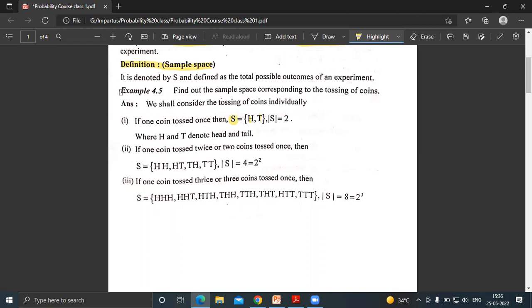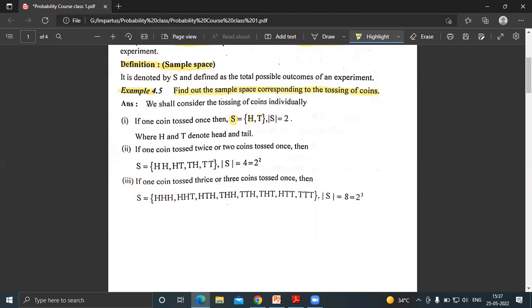So here is one example. Find the sample space corresponding to the tossing of coins. Here it's not given how many times we toss a coin. Suppose it is 2 times, 3 times, 4 times, like this. So if we toss coins, how will you be able to answer this?